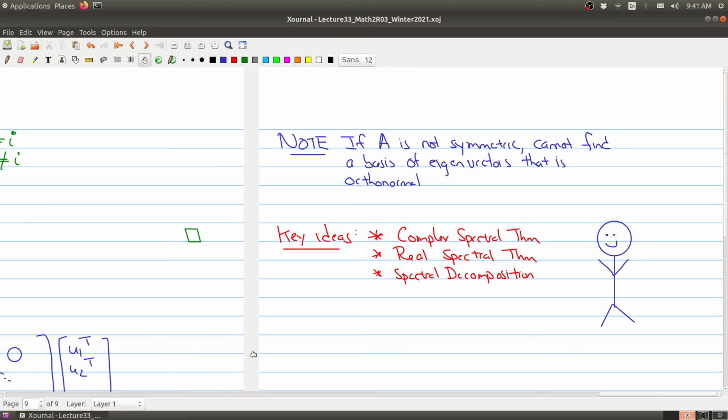Okay, so there's a lot of deep results here. I know we're getting further into the course, and it may seem a little overwhelming. Right now, I'm just making sure that you understand the big ideas. So we want to know about what the complex spectral theorem is, the real spectral theorem is, and the spectral decomposition. Okay, so we'll stop there, and we'll move on to section 7.3 in the next lecture.